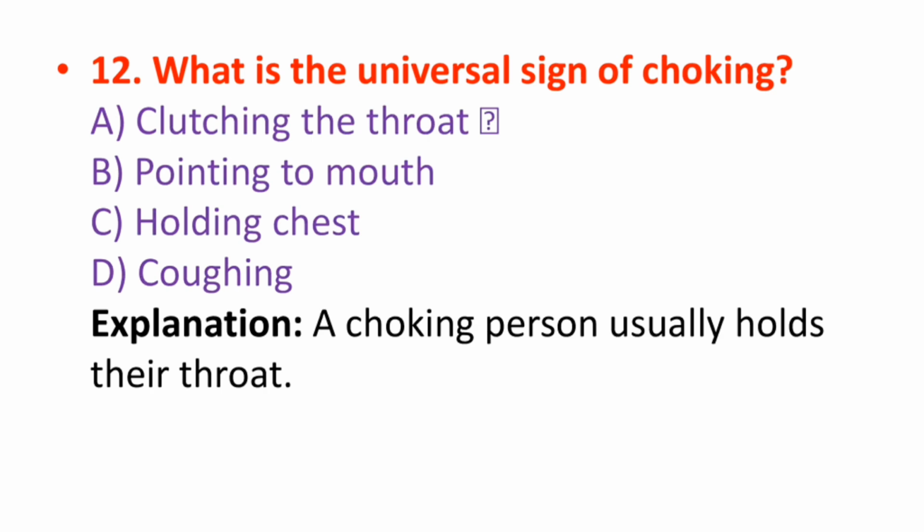What is the universal sign of choking? Option A, clutching the throat. Option B, pointing to mouth. Option C, holding chest. Option D, coughing. The correct answer is option A, clutching the throat. A choking person usually holds their throat.